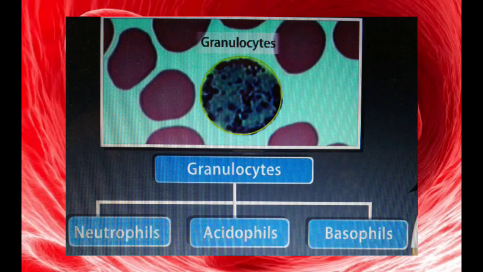Granulocytes are of three types, those are the neutrophils, acidophils and the basophils. So students, we have seen the particular constituents or the composition of blood.